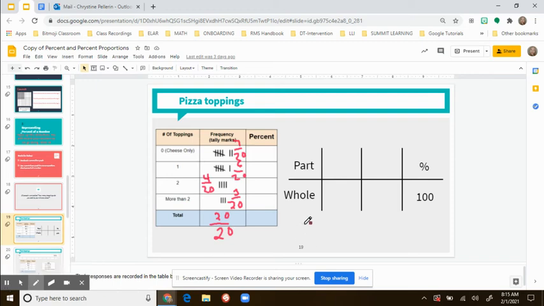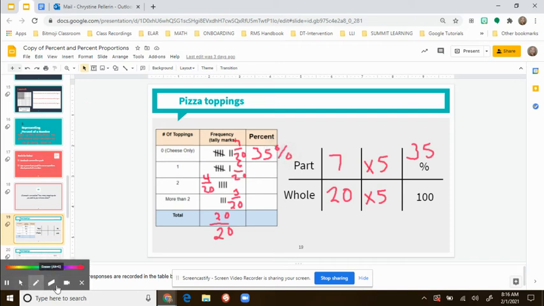All right, so we'll start with 7/20 for 0 toppings. So the part is 7, the whole is 20. And remember, the middle column is our process column. Then we do just like we've done with proportional tables. How do we get from 20 to 100? And with percents, it's always going to be 100 at the bottom. Well, that would be times 5. And what is 7 times 5? 35. So that would be 35%.